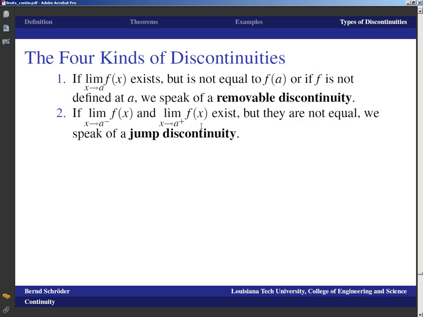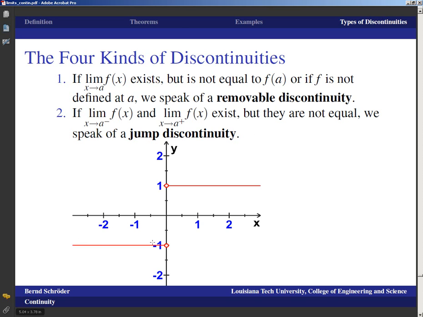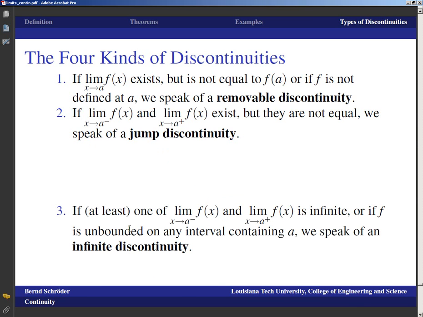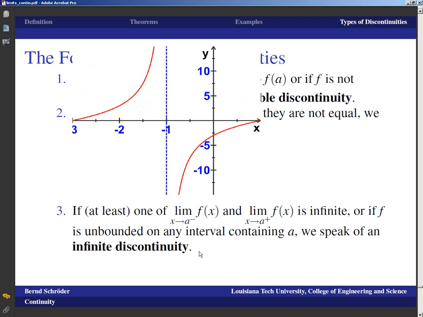If the left limit and the right limit exist, but they're not equal, we speak of a jump discontinuity. That basically means that the left branch and the right branch don't meet. And that's what a jump is, sure. It's also happening with stuff that's not necessarily horizontal. If at least one of the both limits is infinite, or if f is unbounded on any interval that contains a, we speak of an infinite discontinuity, and that's these kinds of singularities that give you vertical asymptotes.